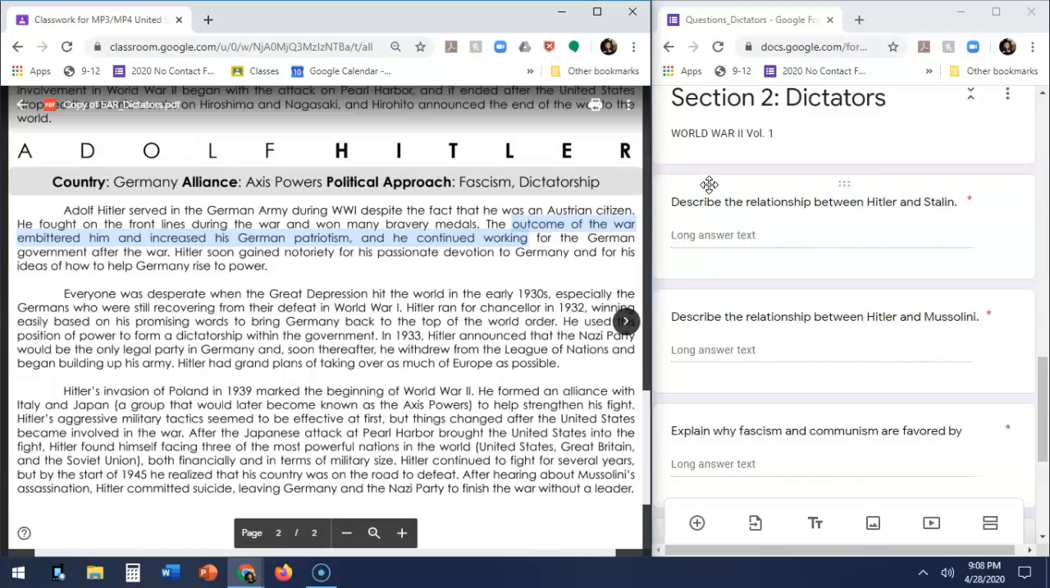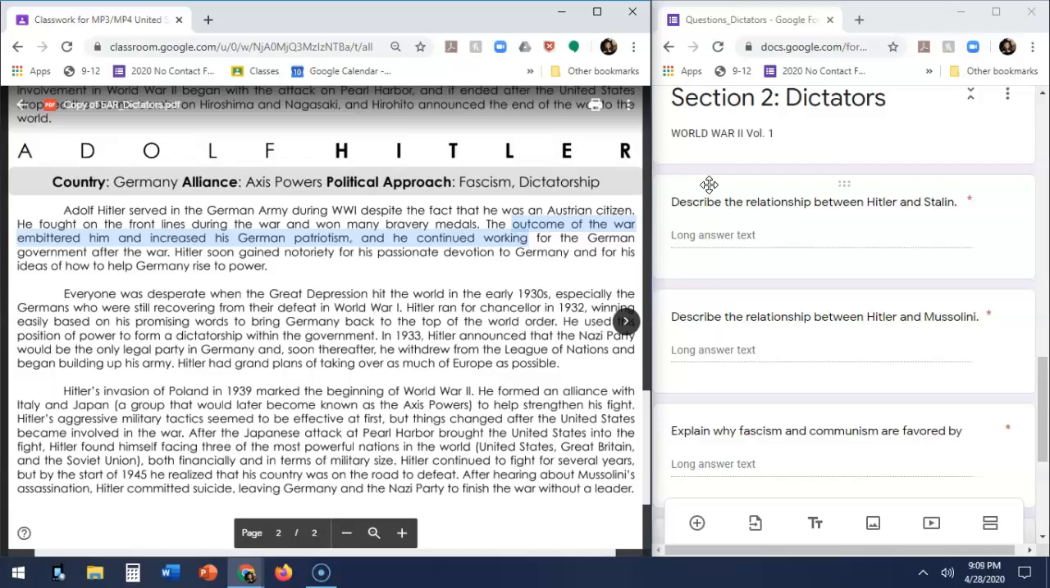Adolf Hitler served in the German army during World War I, despite the fact that he was an Austrian citizen. He fought on the front lines during the war and won many bravery medals. The outcome of the war embittered him and increased his German patriotism, and he continued working for the German government after the war. Hitler soon gained notoriety for his passionate devotion to Germany and for his ideas on how to help Germany rise to power.